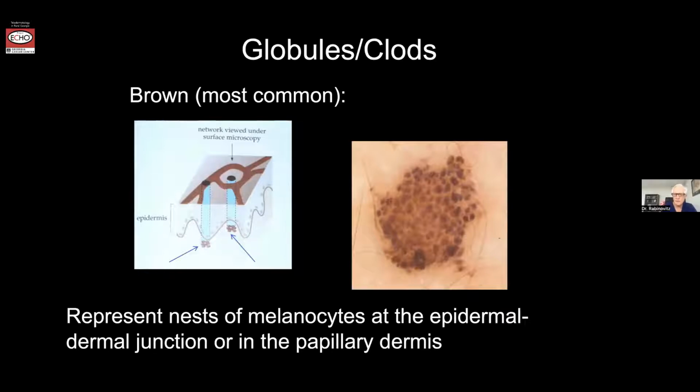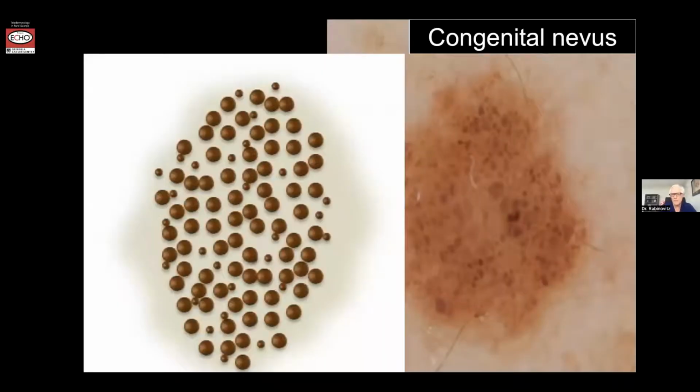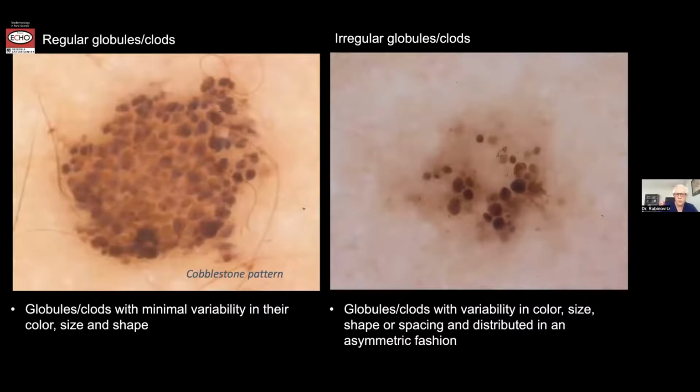And when we see these, it's very characteristic of congenital nevi. So here we have this pattern. It's been called a cobblestone pattern as well. For example, showing you the cobblestone pattern, you can see on the left-hand side that the round structures are pretty symmetric, with very minimal variability in their color, size, and shape, as opposed to the melanoma, where you have variability in the color, size, and shape. You can see some are large, some are small, and that represents a melanoma.